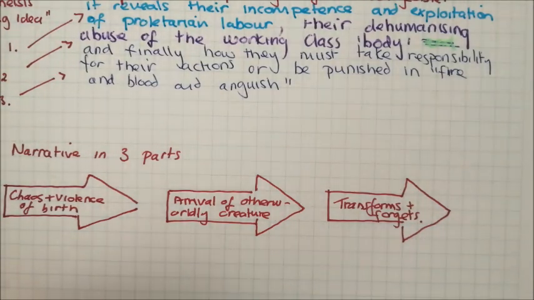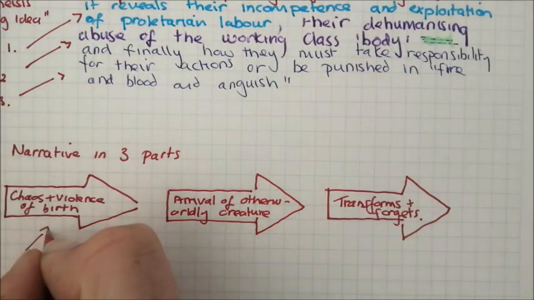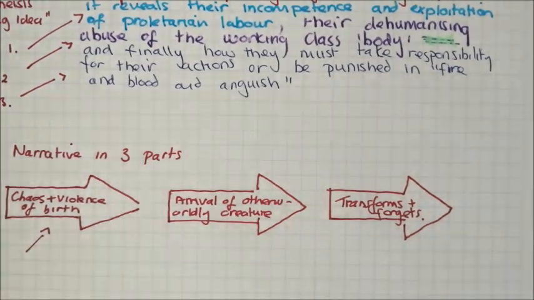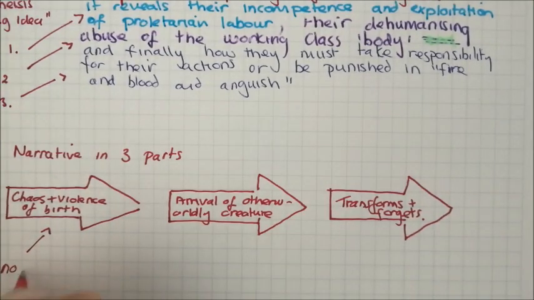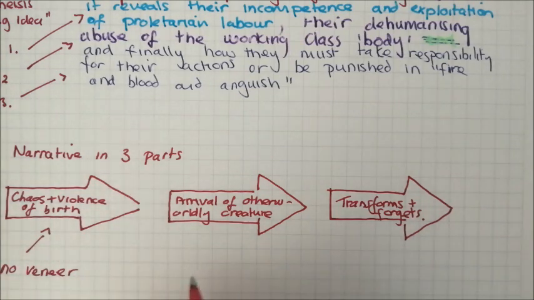So at this point, we can also say that when we talk about the chaos and violence of birth, we can use our vocabulary, but we've used part of it already. We've used chaos. We can also say that there's no veneer. Okay, there's no hiding the reality of birth. Okay, it's messy, it's hard. It's like a game of rugby.